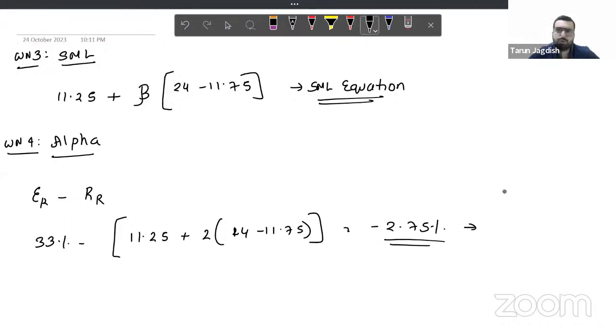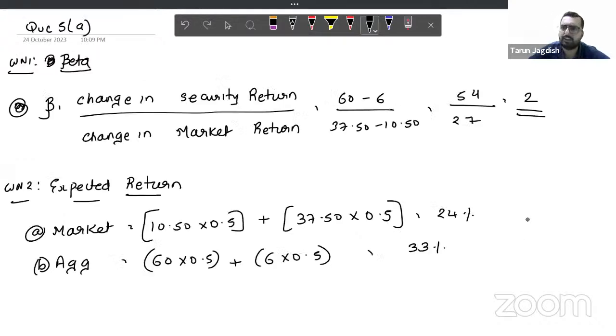Alpha is negative. Should you buy or should you sell? You are supposed to sell. Can you write this down and finish it off, friends?